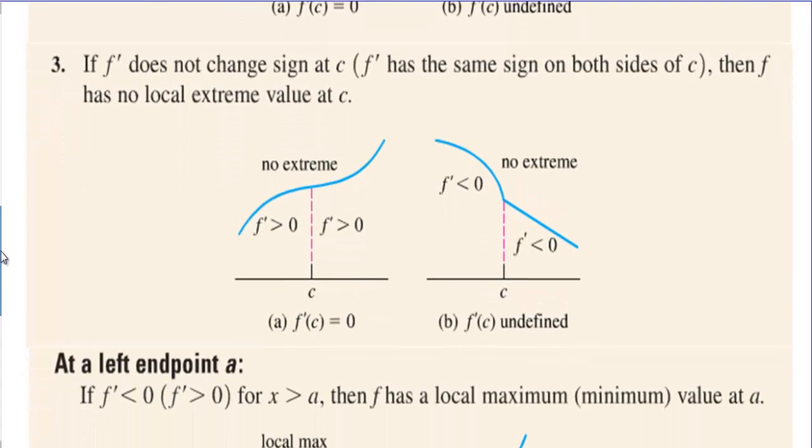If f prime does not change signs at c, then there is no local extrema. This one, the derivatives go from positive to positive across this 0, so there's no extreme values here.